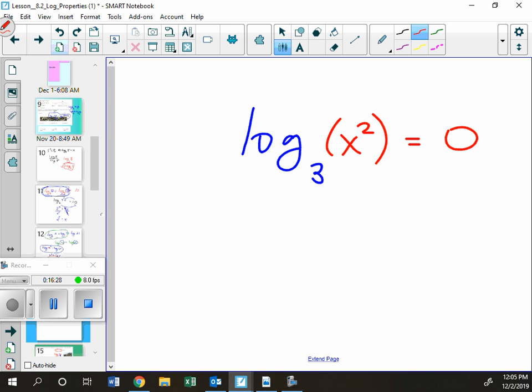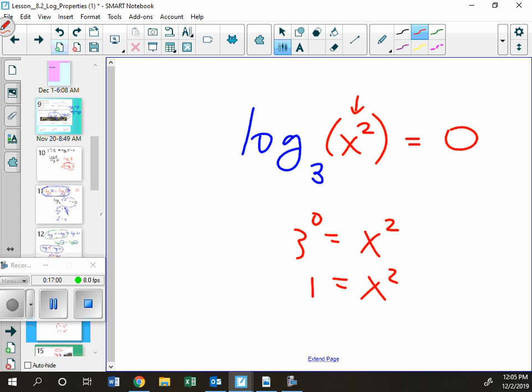Rewrite it. So you go 3 to the 0 equals x squared. Oh, that's pretty easy. 3 to the 0 is 1 equals x squared. So what's x got to be? 1. Now, some people are going to go, but x can't be negative 1. But it's going to get squared. So x can be negative 1 in this case. X can be 1 and negative 1 because it's going to get squared.